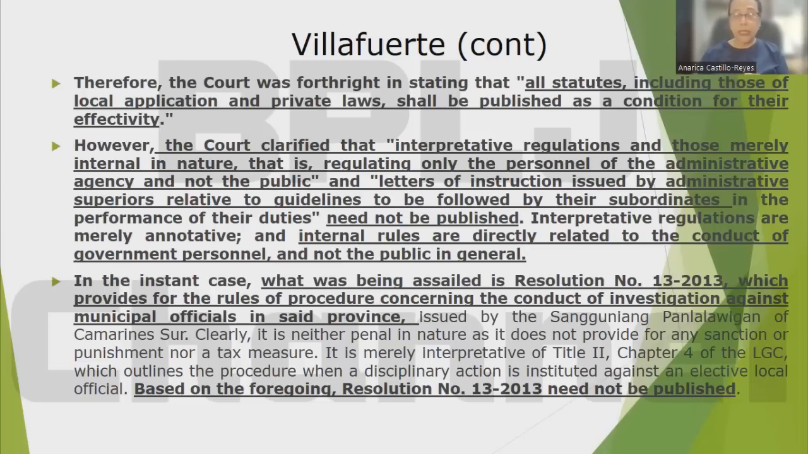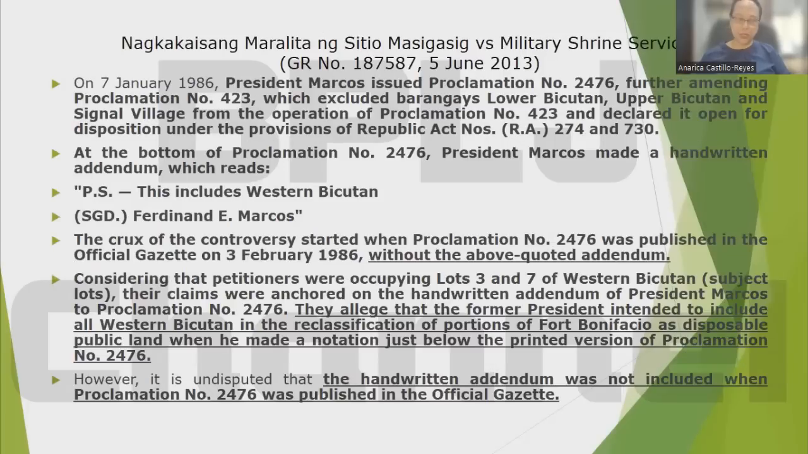So based on this, the resolution need not be published because it is only internal and it pertains only to the rules to be followed in the conduct of an investigation. So it is a procedural rule which is internal, okay, to the Sangguniang Panlalawigan. So there is no need for publication. But as a general rule, all laws, okay, whether of national or of local application, should be published as a requirement for its effectivity.